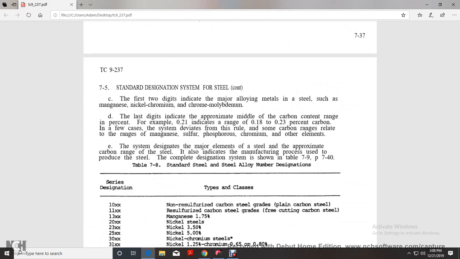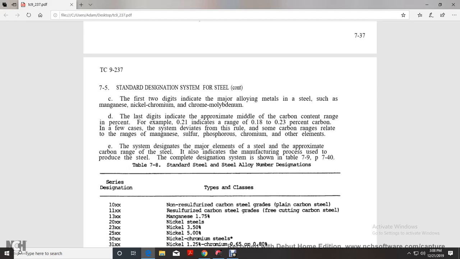Alright, the first two digits indicate the major alloying elements in the steel, such as manganese, nickel, chromium, molybdenum. The last digits indicate the approximate middle of the carbon content range in percent. For example, 0.21 indicates a range of 0.18 to 0.23% carbon. In a few cases, the system deviates from the rules.